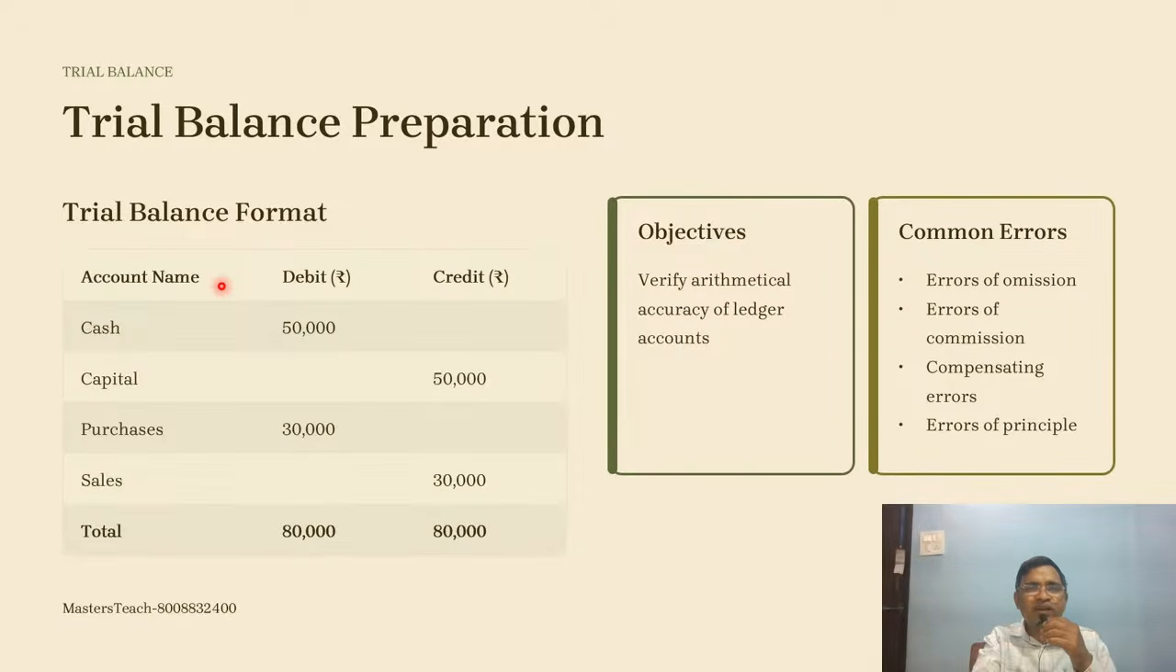Okay, so trial balance, how is the trial balance prepared? Example, we introduce the capital, so cash is 50,000, capital is 50,000. Okay, then purchase and sales, so the total is 80, 80 is tally. So what is the objective of trial balance? It is to verify the arithmetical accuracy of ledger accounts. So what are the common errors? Errors of omission, errors of commission, then compensating errors, and errors of principle. I hope you are able to recollect the same.